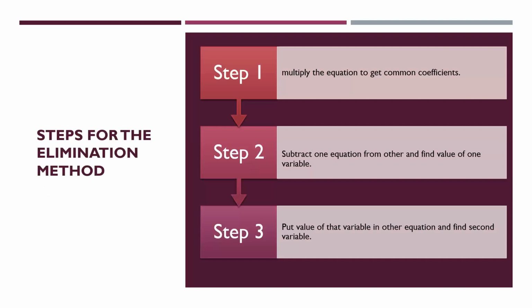The next method is the elimination method. In the elimination method, first you multiply the equations to get common coefficients. Here you have to check the coefficients of I1 and I2, and match any one coefficient. For that you can multiply an equation with any number on both sides to match the coefficient, and then subtract one equation from the other and find the particular variable, and once you have one variable, you can find the other variable also.